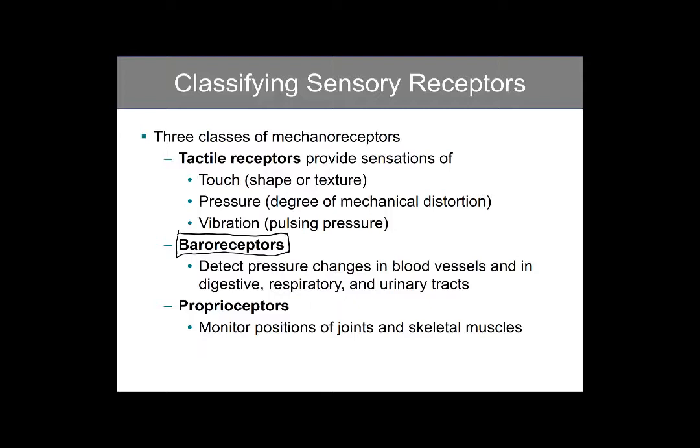Proprioception, again, is monitoring the position of joints and skeletal muscles. I often think of proprioceptors in terms of a carpenter's level. If you've ever tried to level something, you have a little tube with a gas bubble, and you use that to level whatever it is you're working on. So when I think of proprioceptors, I think of that carpenter's level, monitoring positions of joints and skeletal muscles.